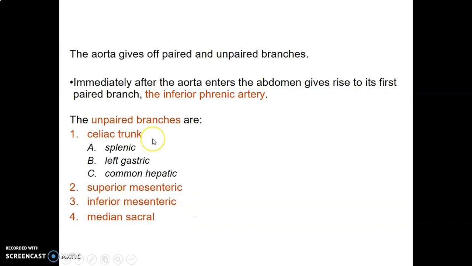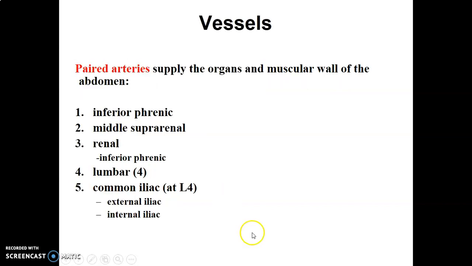Celiac trunk is what supplies the foregut derivatives. So foregut, celiac trunk, mid-gut, superior mesenteric, hind-gut, inferior mesenteric, then there is median sacral. So these are the unpaired. These are single branches, yeah?